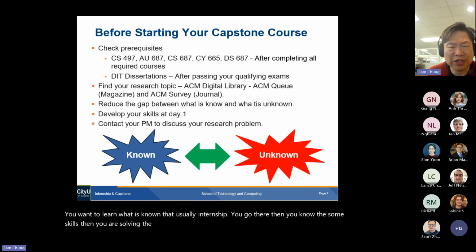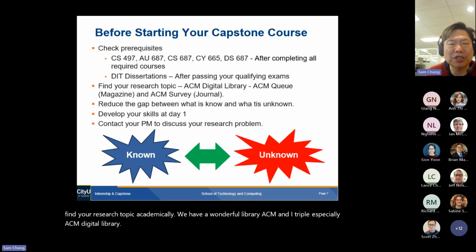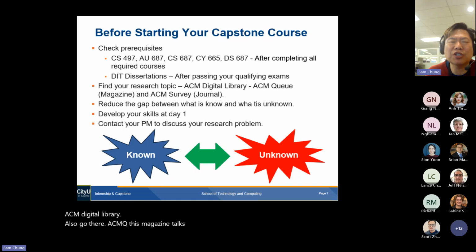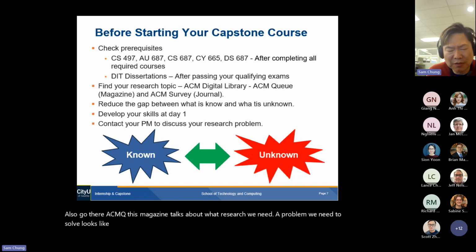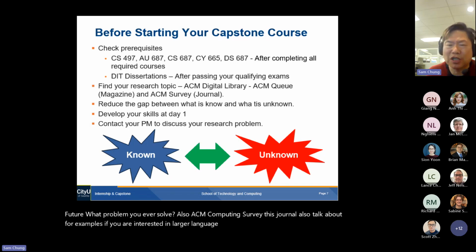What is the capstone? Okay, check the prerequisite also. Also, find your research topic academically. We have a wonderful library, ACM and IEEE, especially the ACM Digital Library. Also, go there, ACM Queue. This magazine talks about what research we need, what problem we need to solve, looking at the near future. Also, ACM Computing Surveys, this journal also talks about, for example, if you are interested in large language models, who is talking about what problem we have to solve. This is what you are doing in the capstone.